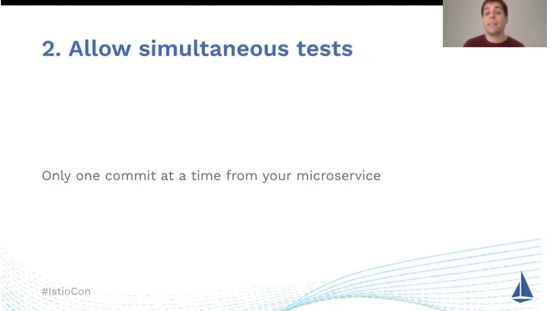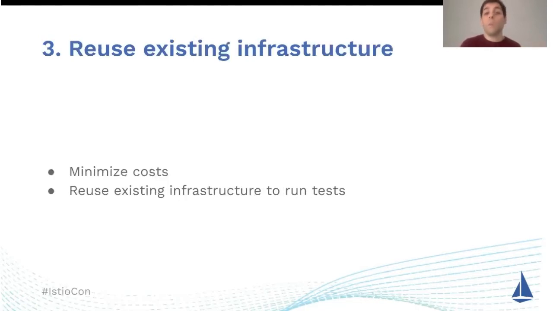We also want to allow simultaneous tests, particularly if you're testing a particular service. You want to make sure you go 1 commit at a time so you don't have noise or overlapping tests. We want to reuse existing infrastructure as well. All these services that are being bootstrapped in VMs already exist in QA. So why not reuse them?